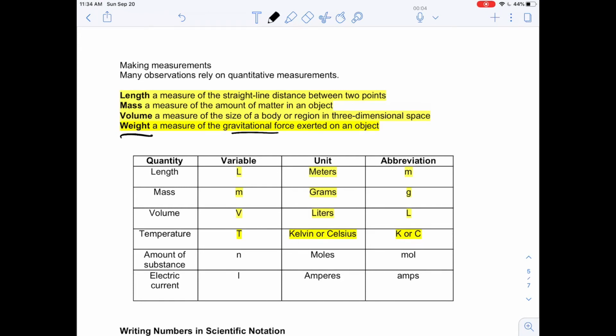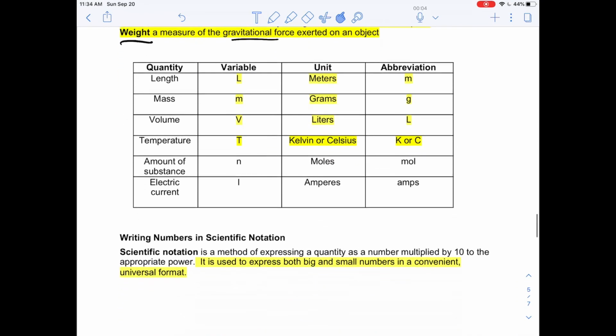Like if something was 5 meters, you'd write 5M. If it was 5 grams, 5G. If it was 5 liters, 5L. If it was 500 Kelvin or 500 Celsius, you'd write 500K or 500C. We also have some other ones that we'll get to later this year, but they're not really important right now. They are substance and electric current, and there's a lot of other ones too, but those are some of the common ones that you'll see in physical science.